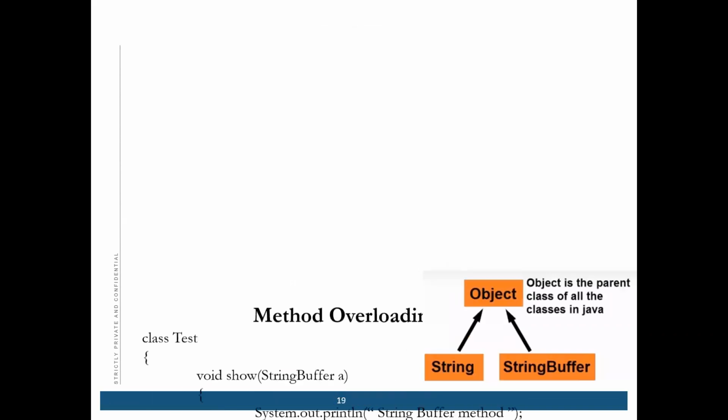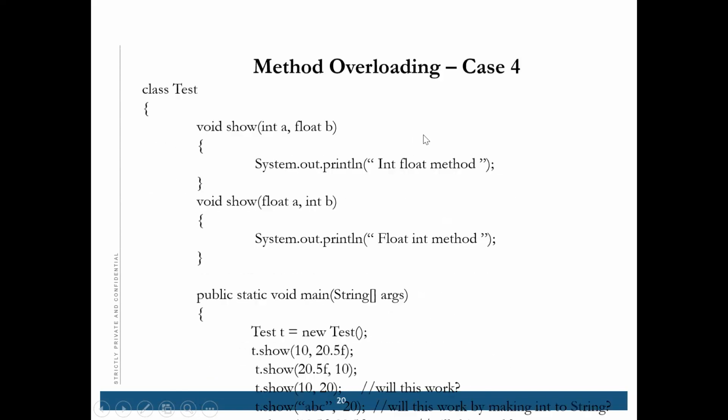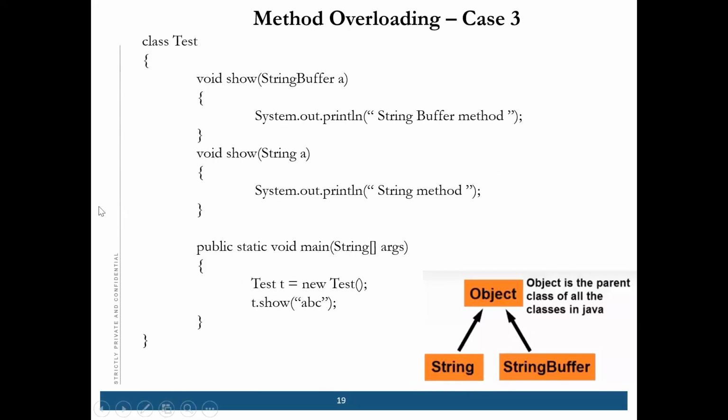But suppose there is a case where there is a method and string is also available. Object is a parent for all the classes, for the string class and string buffer too. Then this time, what will it take? Whether it will take the string buffer or the string method? String method only.